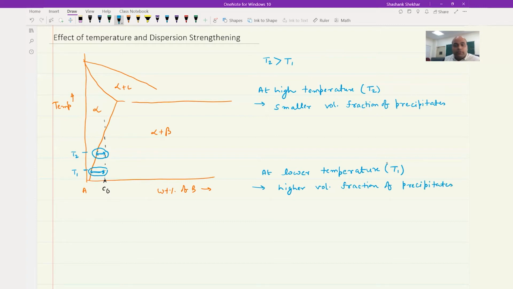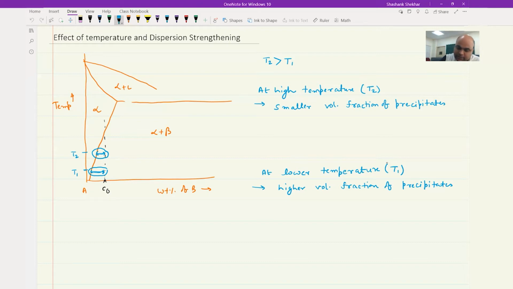Now you already know that, depending upon the volume fraction, your hardness is going to change, isn't it? The higher the volume fraction of the precipitate, the higher the hardness of the alloy you will observe, right? So this also means that at lower temperature, which is T1 here, you are going to have higher hardness of the alloy compared to temperature T2, which is higher than T1. As you increase the temperature, since the volume fraction of the precipitate decreases, the hardness of the alloy is also going to decrease. That is point number 1.